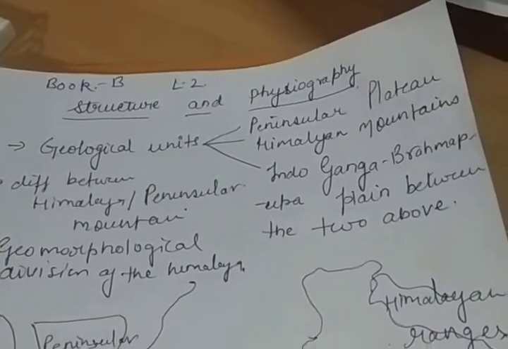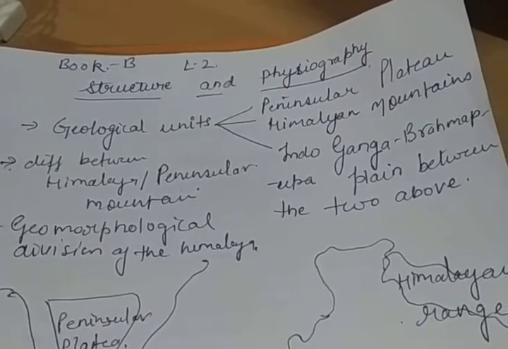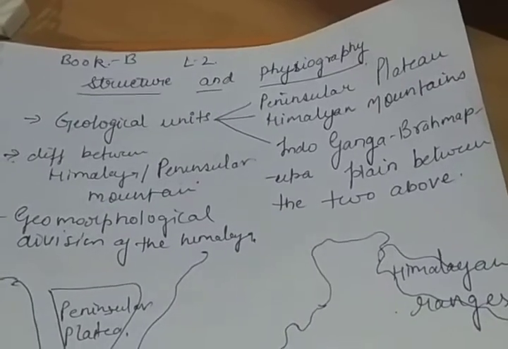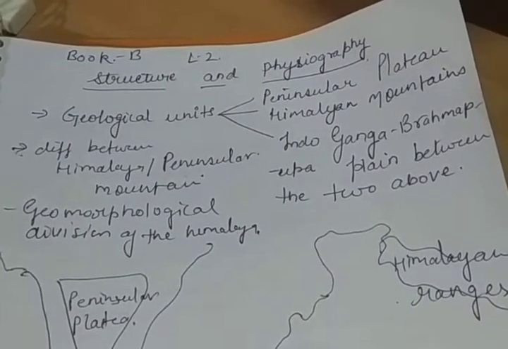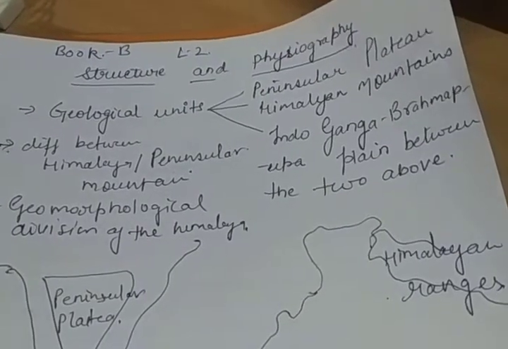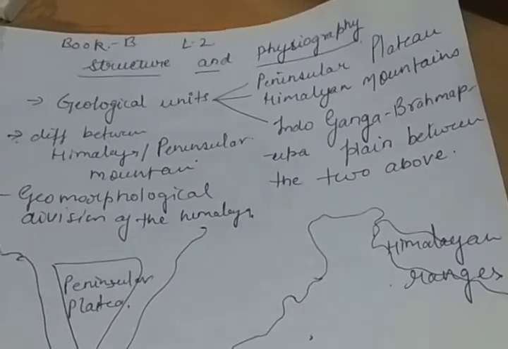So children, as you know, we had done our lesson number 1 from your book first part A, and then we had done lesson number 2 from the same book. Now we are going to start another chapter from book B, that is lesson number 2. One we have already done, lesson number 2, structure and physiography. So children, today we are going to start the chapter.